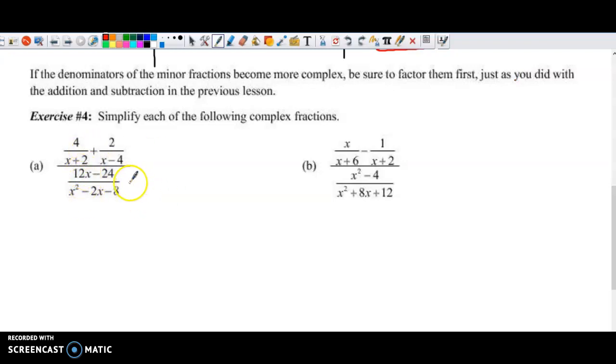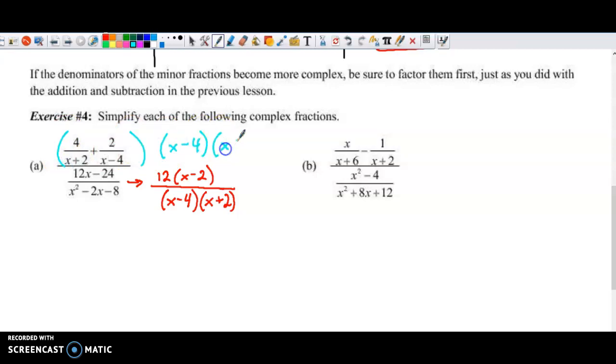So as I look at the denominator, I'm just going to work with the denominator real quick. I can see a 12 goes out of that, x minus 2. And then I can also factor the other piece, the other piece being x minus 4, x plus 2. Well, there's going to be your common denominator that you can multiply top and bottom by: x minus 4, x plus 2. Same thing with the bottom one, x minus 4, x plus 2.